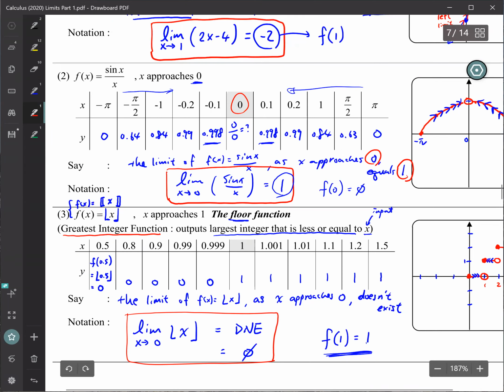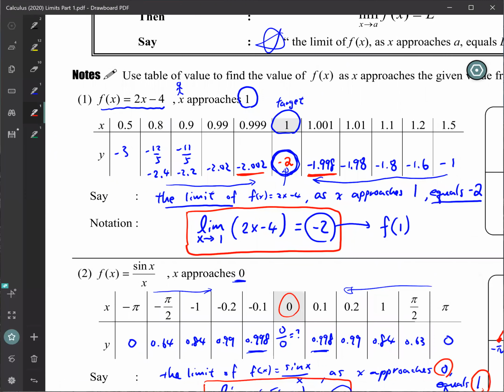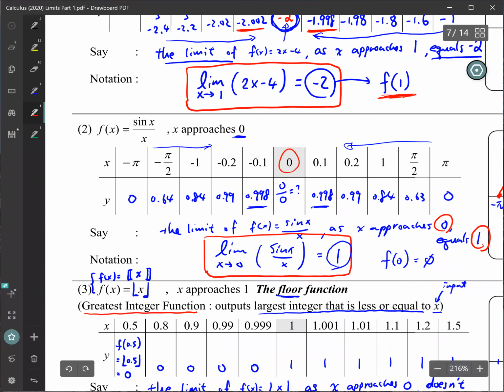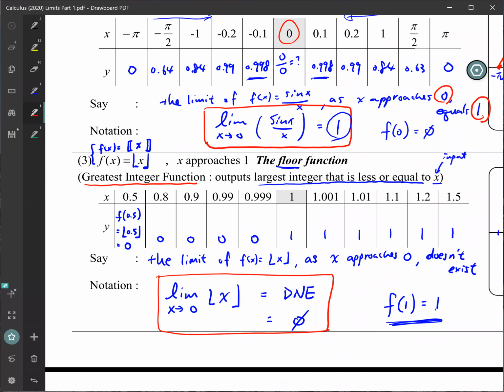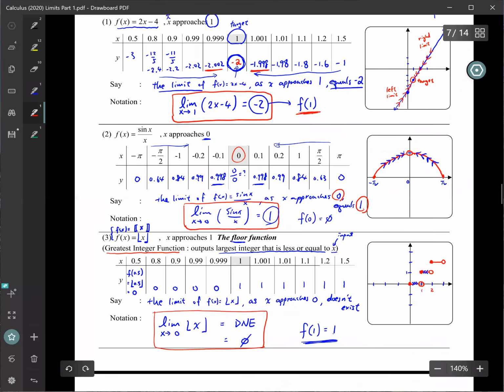However, for number 1, right, you could have f of 1 equal to -2. At the same time, the limit is also -2. Right. So sometimes it matches. Sometimes you get a point undefined. Sometimes you get a point defined, but the limit doesn't exist. Okay, you see the 3 different examples are talking about 3 different things. Okay. Thank you. Yeah, you're welcome.